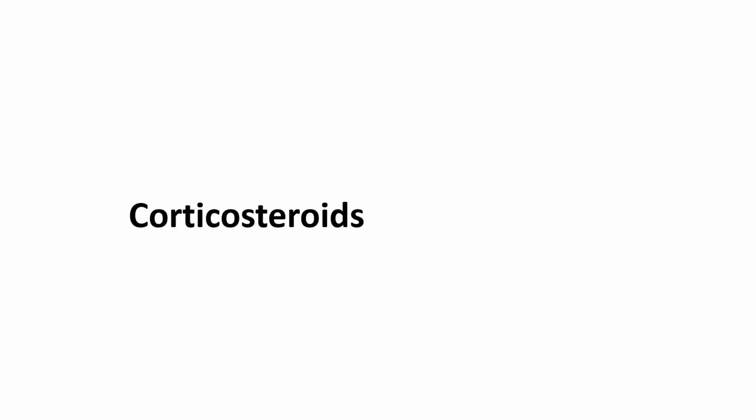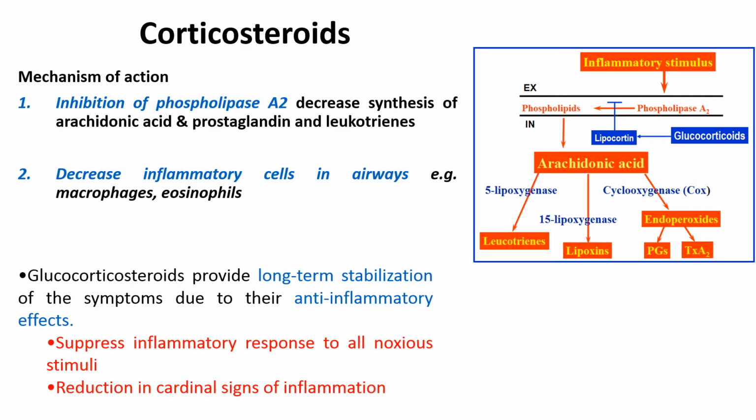Now let us move on to the last segment of this class, that is corticosteroids. Corticosteroids will be discussed separately in a separate class while we are discussing endocrine, but here only the relevant aspects will be discussed. As far as its mechanism of action is concerned, the corticosteroid basically inhibits phospholipase A2, and this inhibition will decrease the synthesis of arachidonic acid, prostaglandins and leukotrienes, and they also decrease the inflammatory cells in airways.